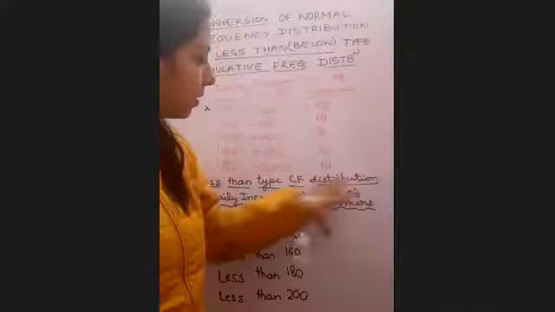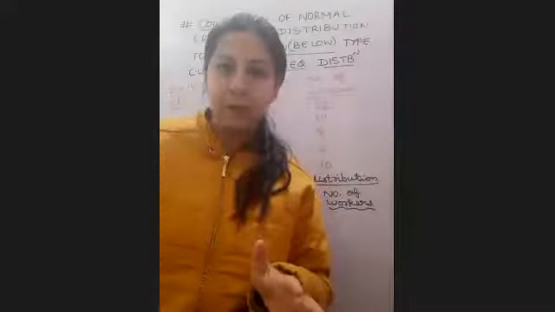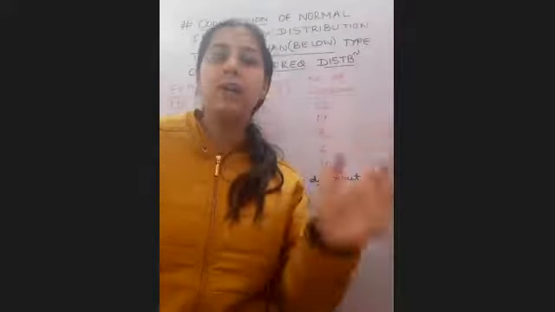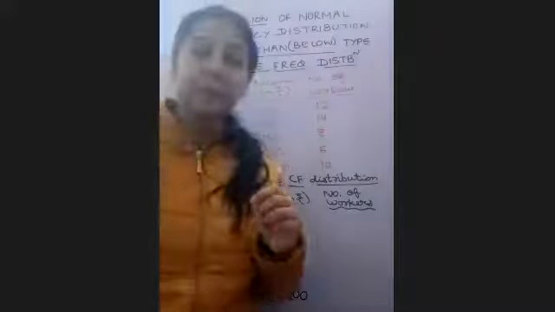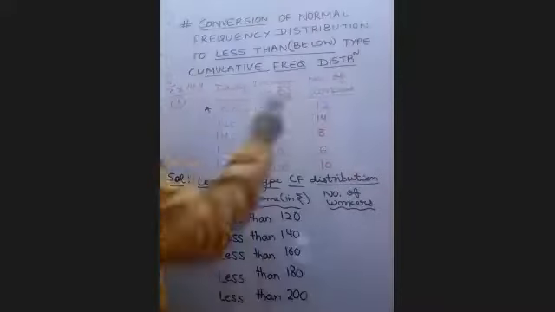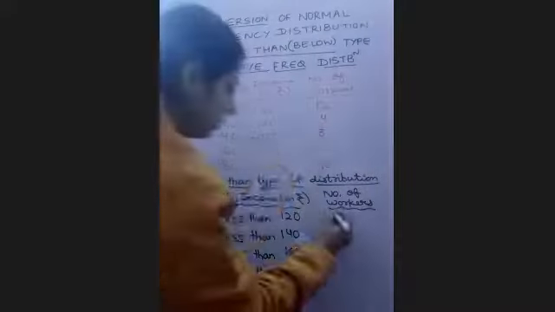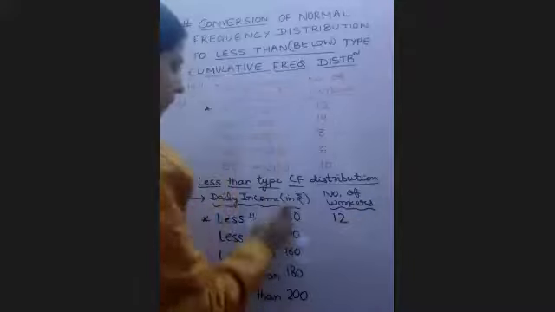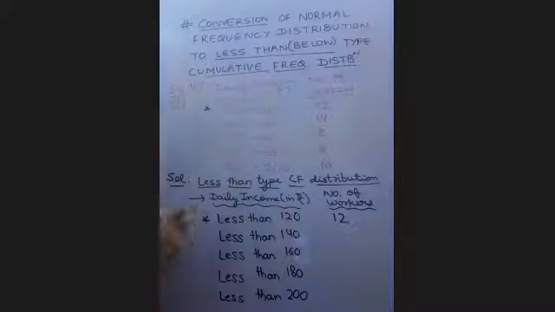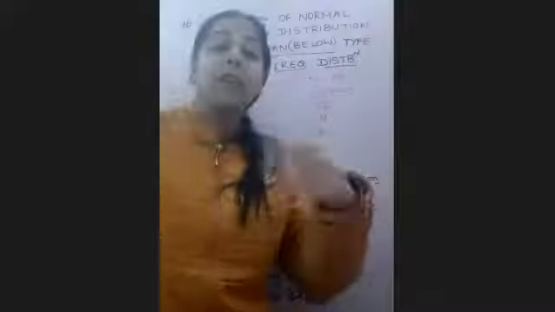In a ground, and I'm just going and making an announcement. All those workers who are earning 100 to 120 on a daily basis, please come to me. How many workers will be coming to me? 12 workers. Only 12? Because there are 12 workers who are earning between 100 to 120. Now, suppose I change the command.